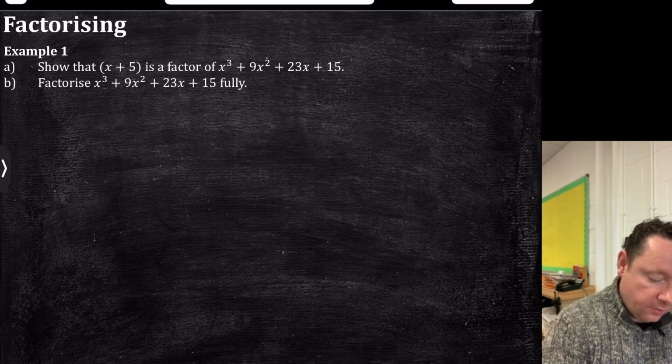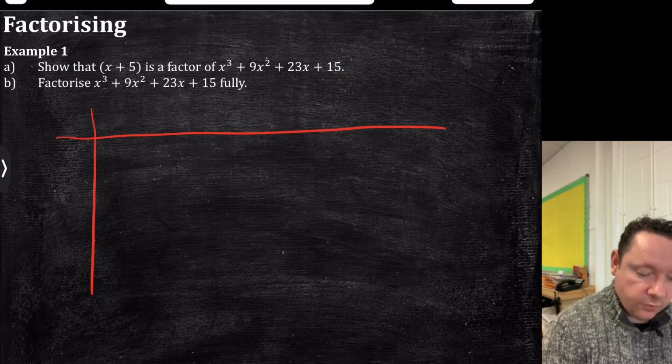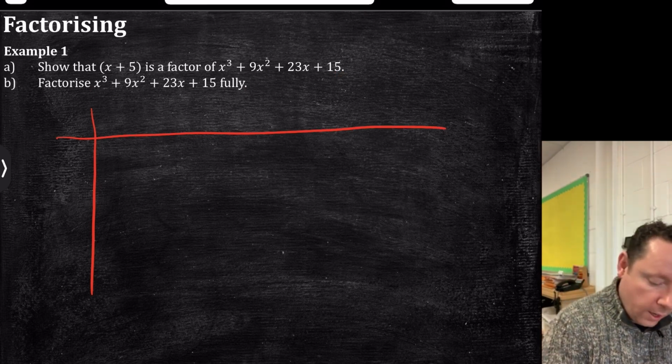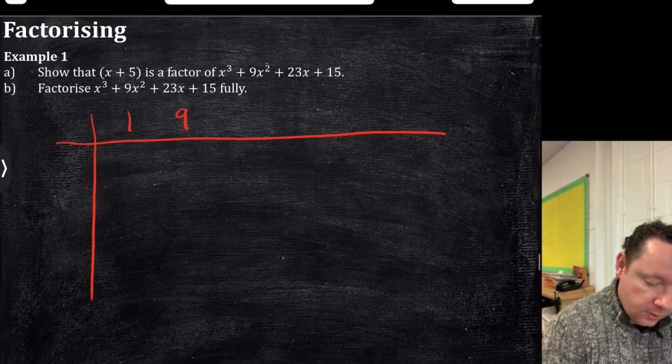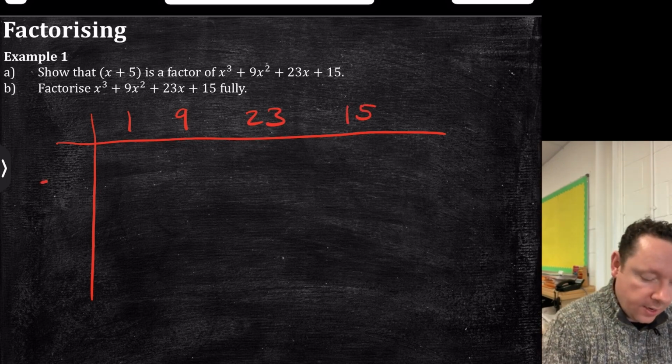So how synthetic division sets up is you set up a little table, and the coefficients of the polynomial go on the top, but it has to go in order: cubed, squared. So if there's no squared, you put a 0. So I've got 1x cubed, 9x squared, 23x and 15. And we're showing that x plus 5 is a factor, so we're subbing in minus 5.